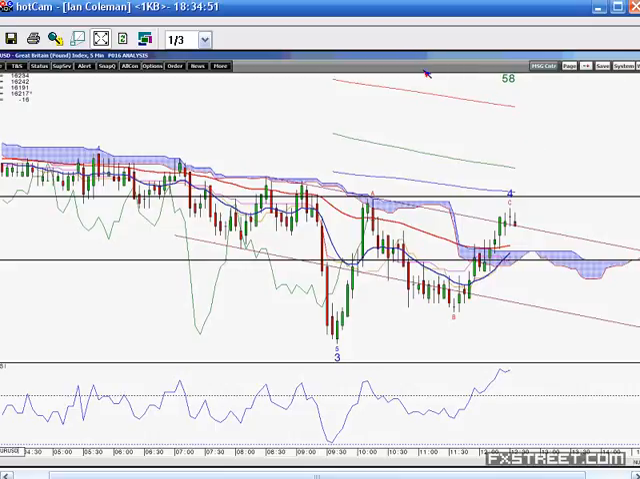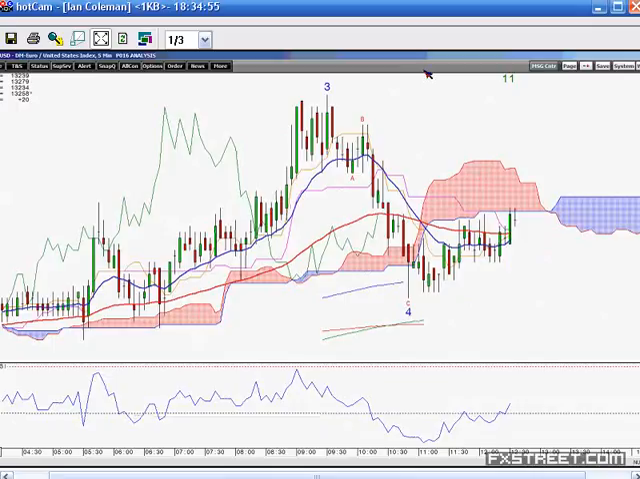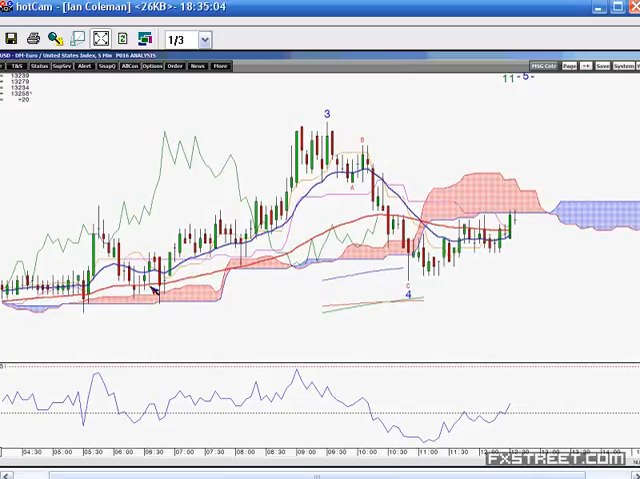Let's do something else. Euro dollar. Okay, I'm going to take these Elliott wave counts off at the moment. I think they're a bit confusing. Monthlies. Okay, what do we have?